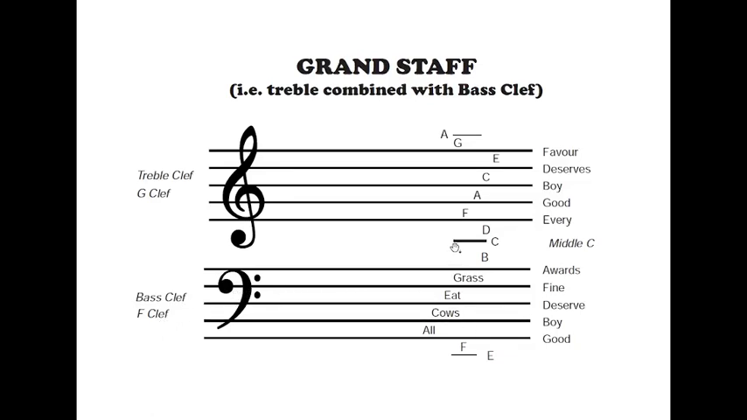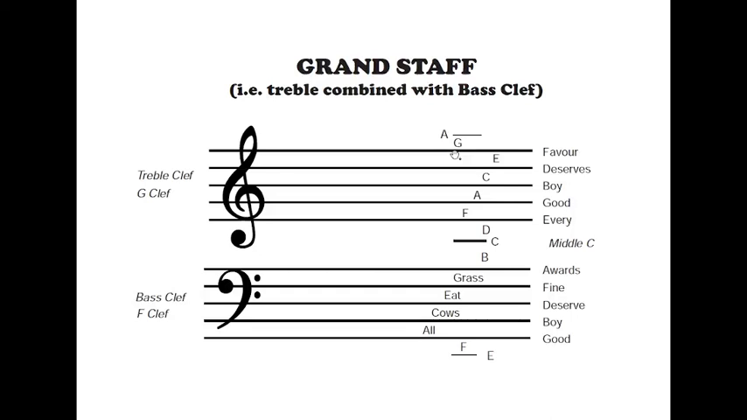So you can see our formulas. We said, naming lines on treble clef, every good boy deserves favor. You can see the formula. Naming spaces on treble clef, the word face. You can see the word face. Naming lines on the bass clef, good boys deserve fine awards. You can see that. Then naming spaces on bass clef, all cows eat grass.